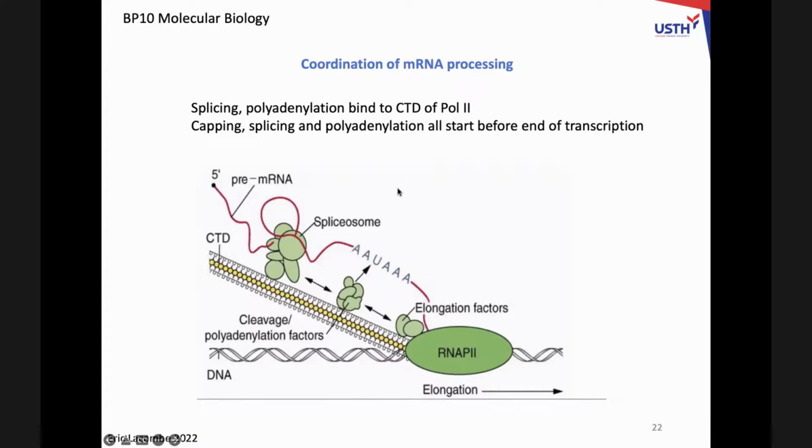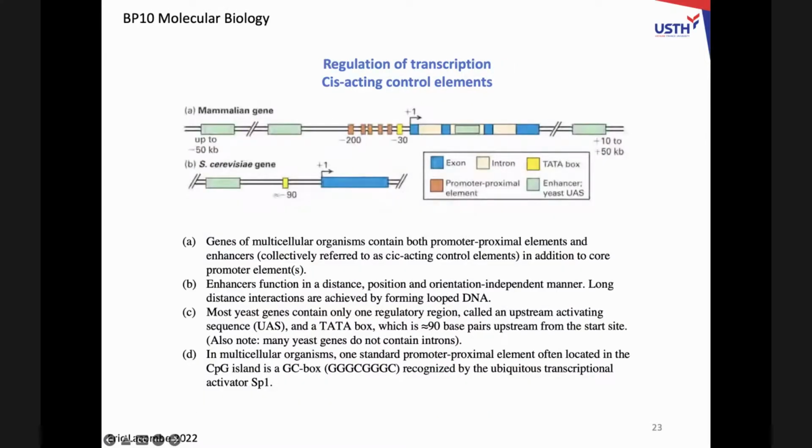Okay, now we're going to. So we have half an hour for this. Before we start, do you have some question about this general presentation of all the polymerases and the different RNA processing? Is it okay?